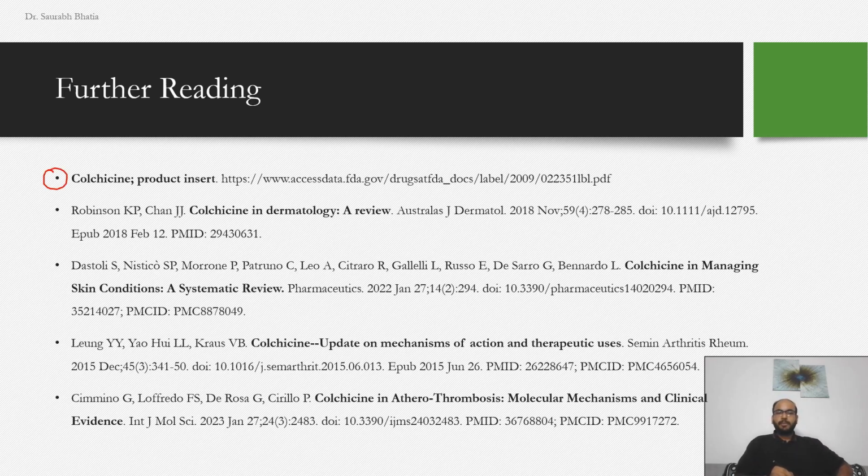Always start by reading the product insert. Colchicine and dermatology gives you a good overview about the uses. You can read any one of these two articles. These are more or less the same. And if you want to read in detail how colchicine actually works, read any of these two articles. These are very good articles to understand the working of colchicine. But this whole video is actually enough at residency level for you to understand this drug.